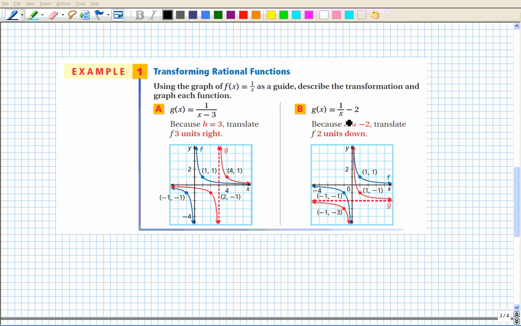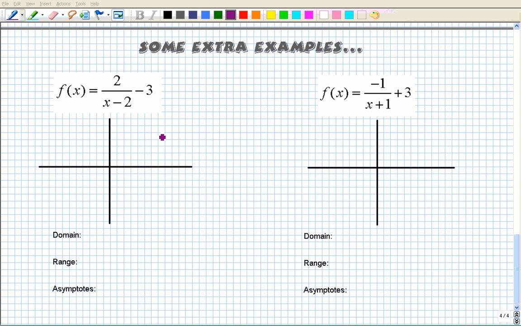That minus 2 is not with the x, that means it's for the y values, and we're going to go down 2. So from our parent function in blue, we're going to move every point down 2, including our horizontal asymptote at y equals 0. It got moved down 2 as well. Let's look at a couple more examples.